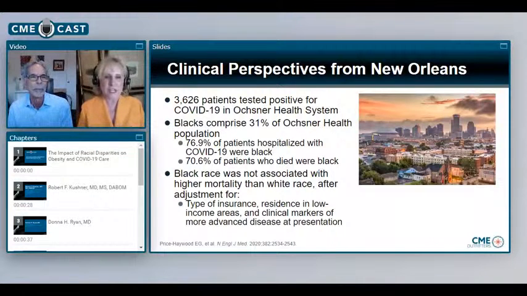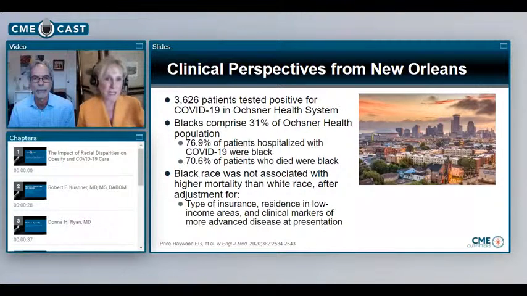Well, what I like about this study is they did regressions and they looked at different factors that could account for these adverse outcomes. So what they found was when they adjusted for the type of insurance, were you on Medicaid, were you on private insurance, were you on Medicare? When they adjusted for the type of insurance, residents in a low-income area, whether you were Black or white, clinical markers of more advanced disease, there was no difference in race in terms of need for hospitalization or for mortality.